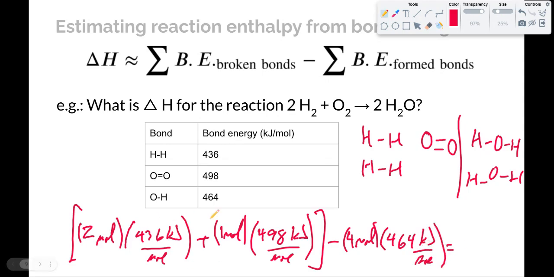So this is bond energy in minus bond energy out, and what's left over turns out to be negative 486 kilojoules. So what this means is when this reaction happens, more energy is released than the energy that has to go in to make the reaction start.